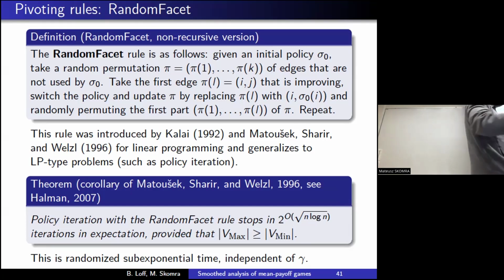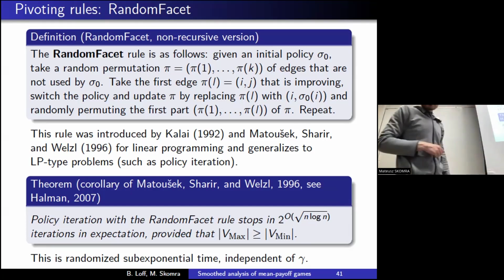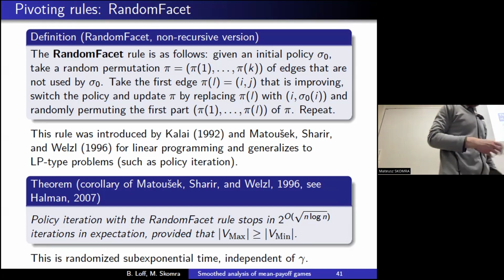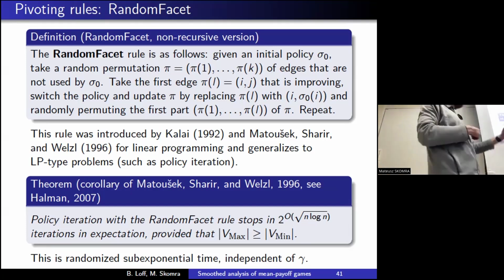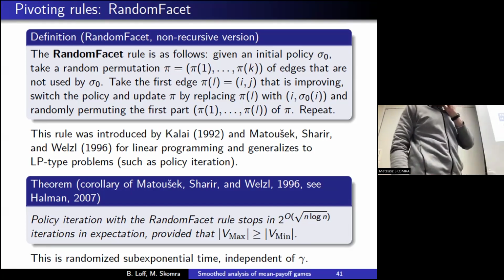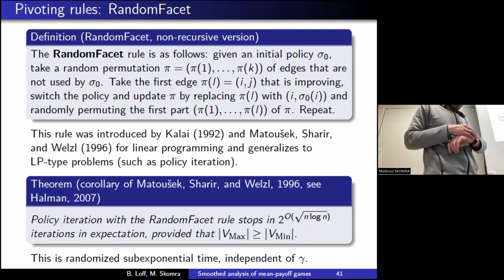You take a random permutation and then you update this random permutation randomly at every step. So can you find a randomized rule that uses little randomness? But it's an open question. Okay, but this gives you the current best bound on the complexity of these games.